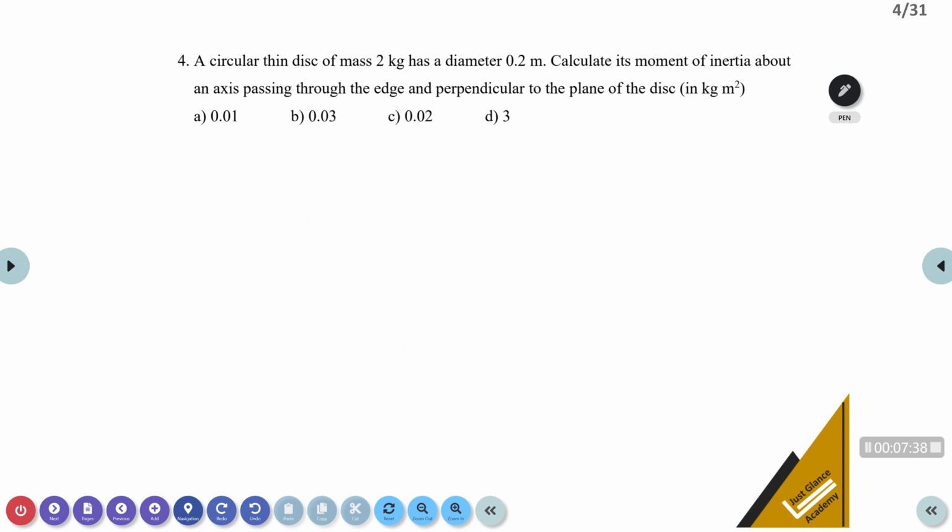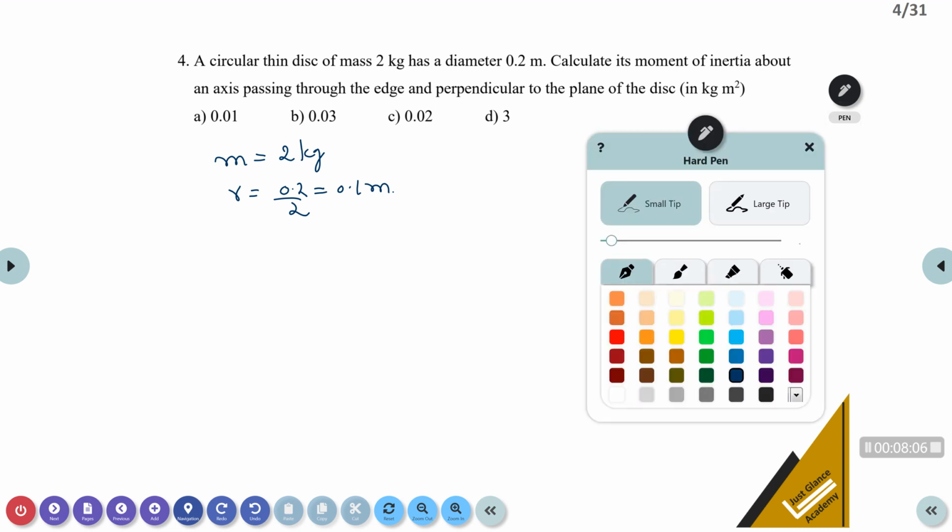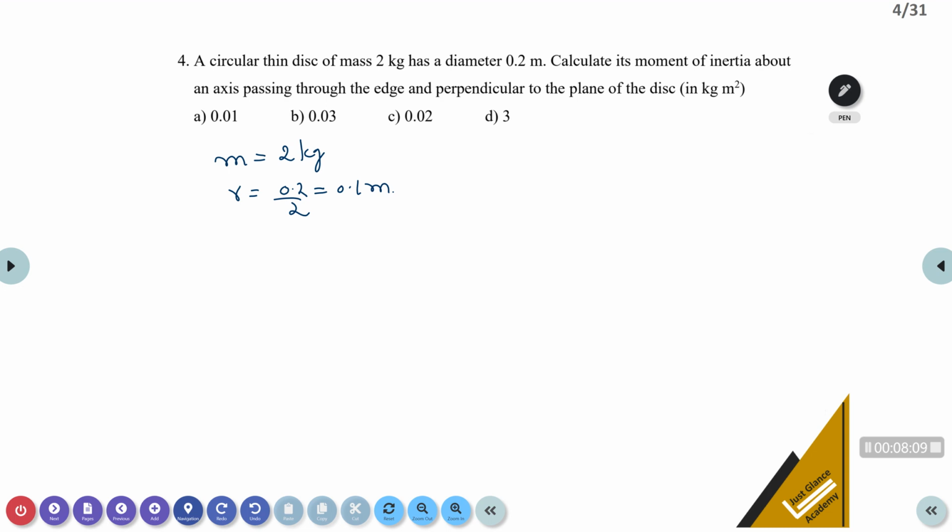A circular thin disc of mass 2 kg has a diameter of 0.2 meter. So m equals 2 kg and diameter equals 0.2 meter, that means the radius equals 0.2 by 2, equal to 0.1 meter. Calculate its moment of inertia about an axis passing through the edge and perpendicular to the plane of the disc. Perpendicular is like this. This is the diagram. This is the axis.